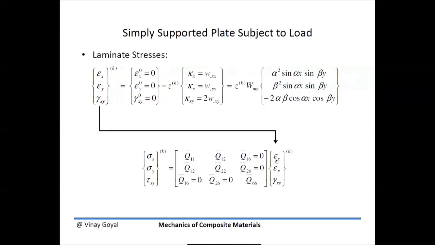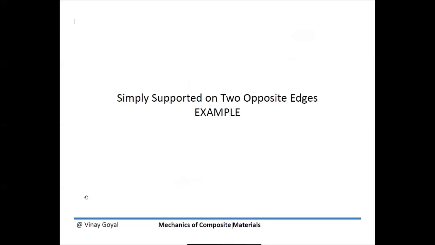Once I have that, I plug into the constitutive equations, and for a balanced symmetric laminate, these are 0, and so I get the stresses corresponding to that particular laminate, not in the material principal orientations, but in the global orientation. But I can, in fact, find it for the material principal orientation by using the transformation matrices that we had discussed earlier. I can also solve a simply supported plate on two opposing edges.